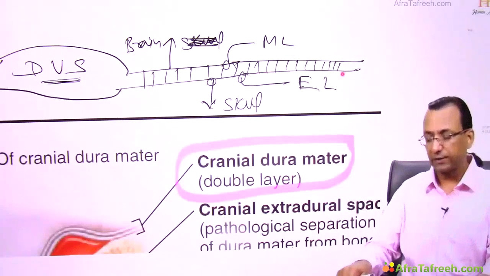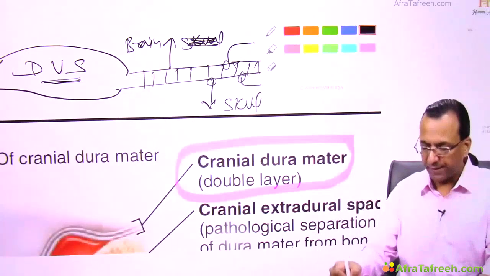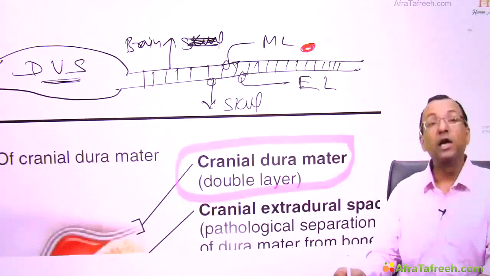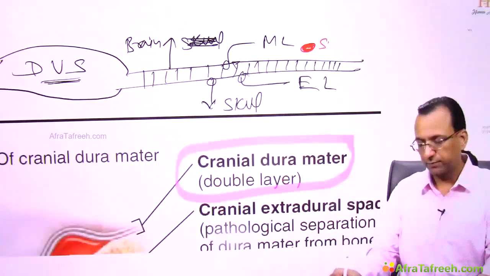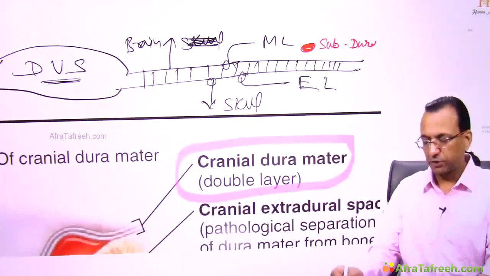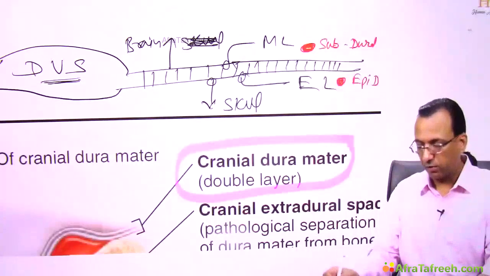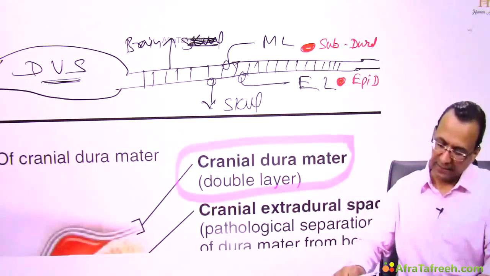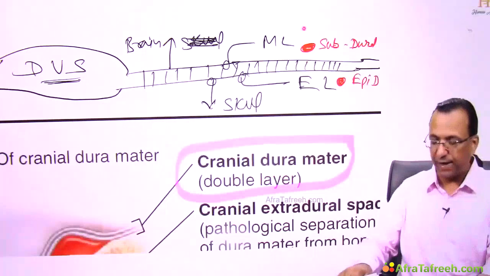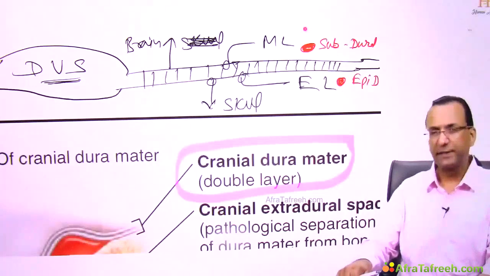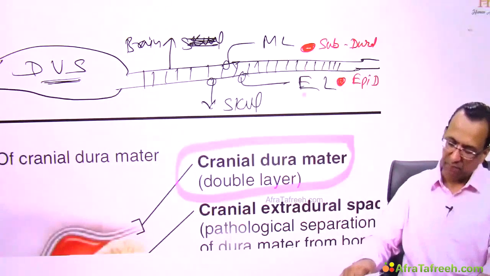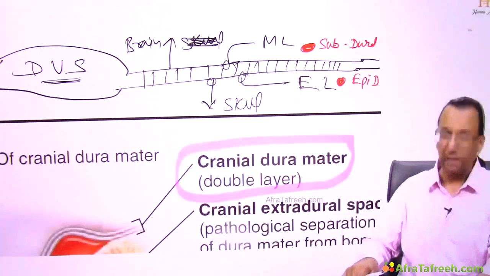Now the point is, if you have a space deep to this, you will say subdural space. And if a space outside that, you will say epidural space or extradural space. So you're telling that if I am going towards the brain, it is subdural, under dura mater? Yes. And if I'm going away from the brain or towards the skull, then it will be epidural. Yes, that is the point.